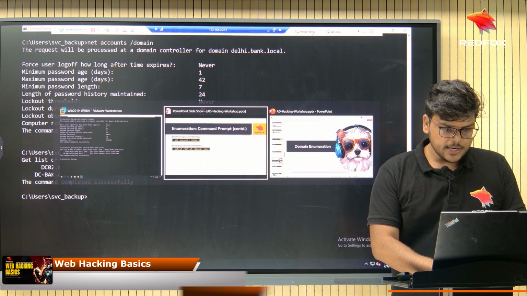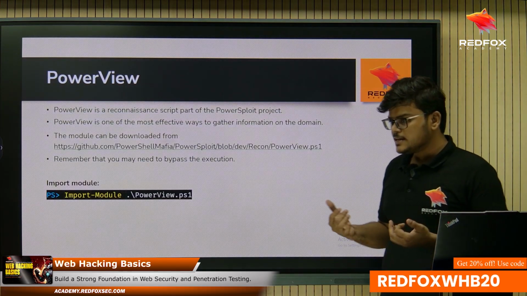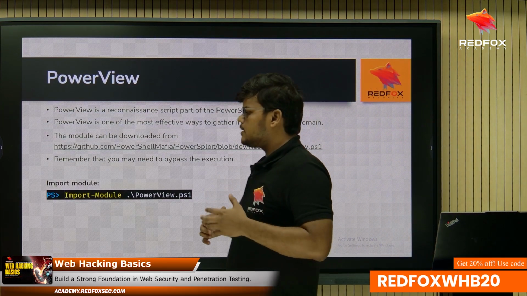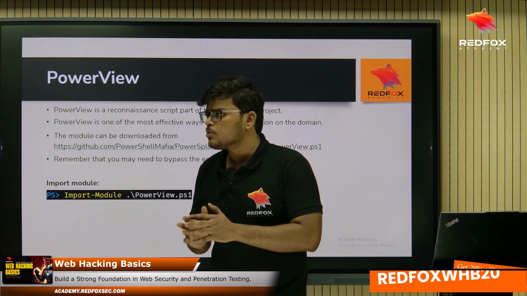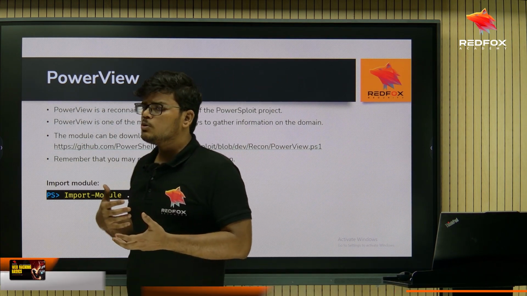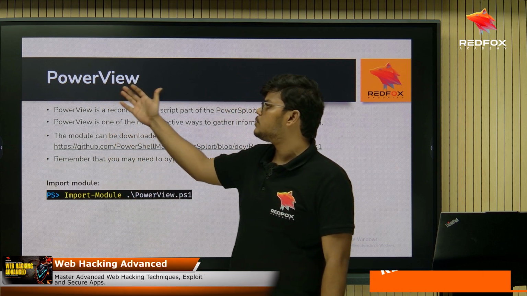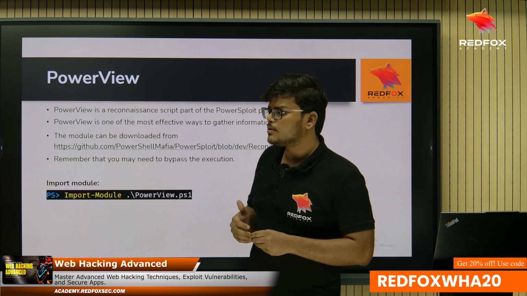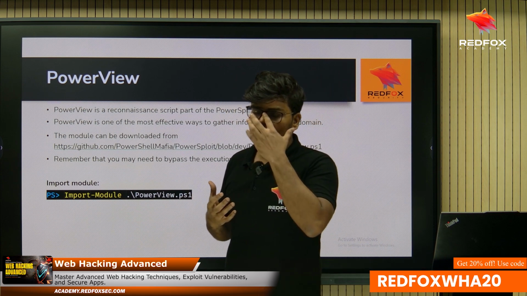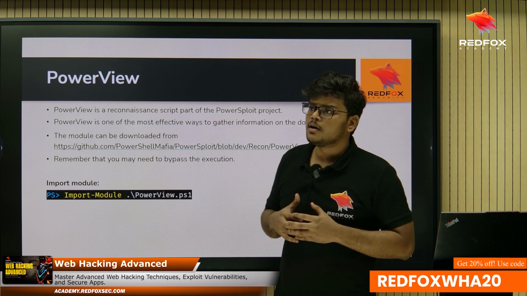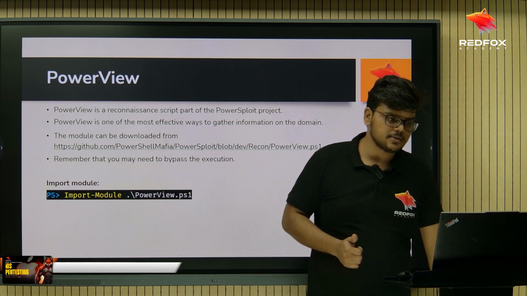Now again, let me go back to my slides here. Okay, so we have seen how you can enumerate objects in Active Directory using command prompt. We can also use PowerShell to enumerate the Active Directory environment, and one of the PowerShell scripts is PowerView. PowerView is one of the more advanced and feature-rich PowerShell scripts, which has all the pre-built queries that you can use to enumerate the Active Directory environment.